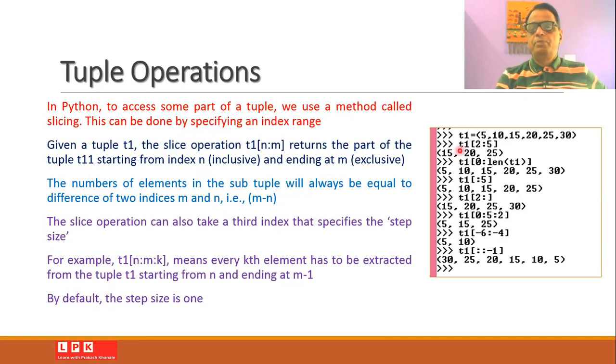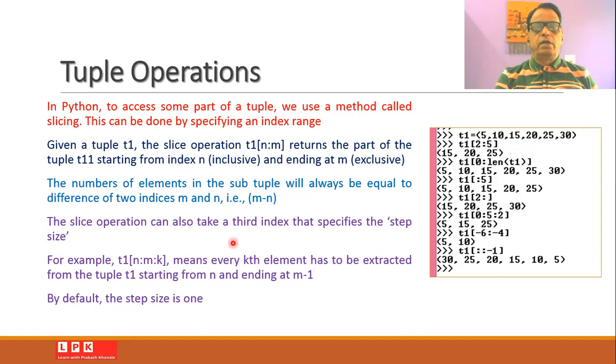So for example, if my tuple T1 consists of 5, 10, 15, 20, 25, 30, and if I write T1 2 to 5, then the first element will have the index 0, then 1, 2. So I will get the elements from 15 to 25. My ending element will be 25, having the index 4.